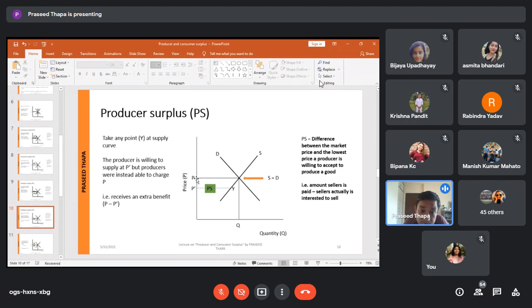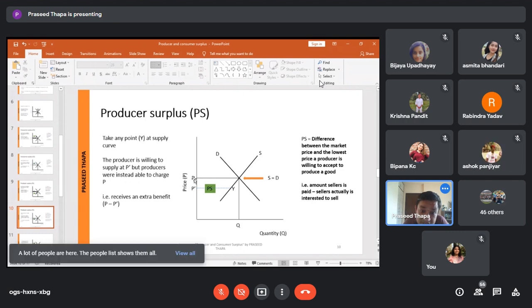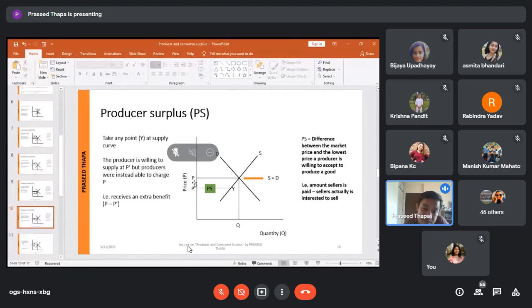See, what the gain, extra benefit, extra gain that the producer is getting is how much? P minus P dash. This area, the differences between P minus P dash is the extra benefit that producer is getting from that market. And this is your producer surplus. Okay, differences between the market price. Simply say that in essence, amount sellers is paid minus what sellers actually is interested to sell. This is what our producer surplus is.